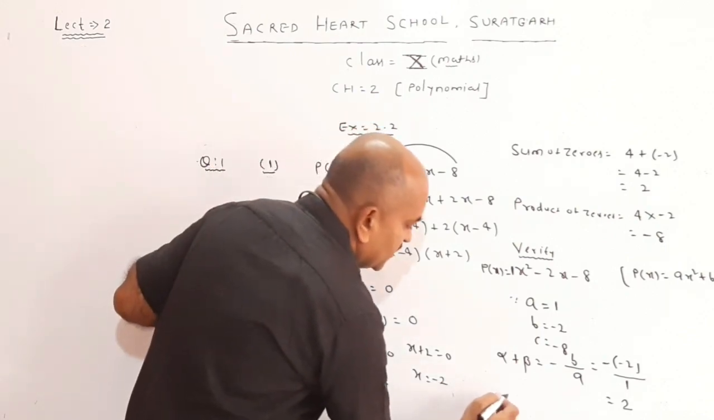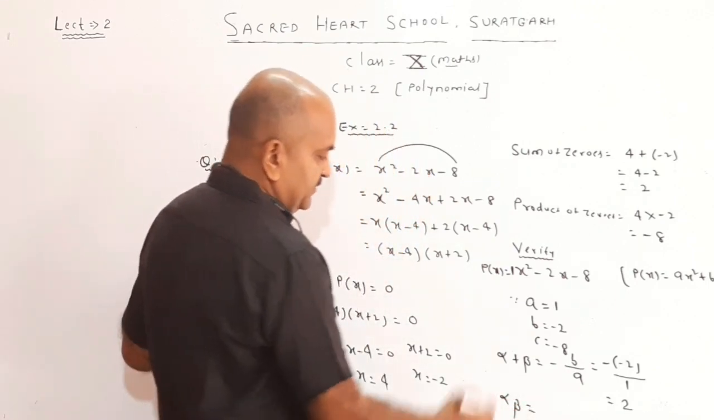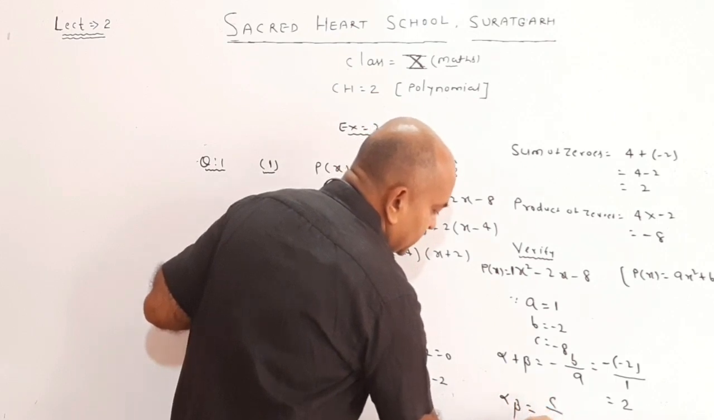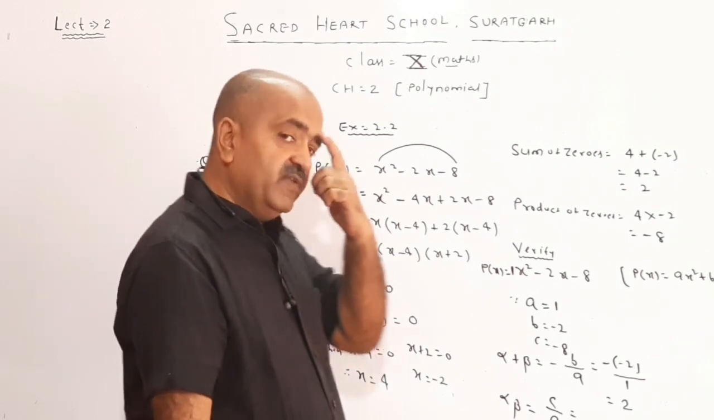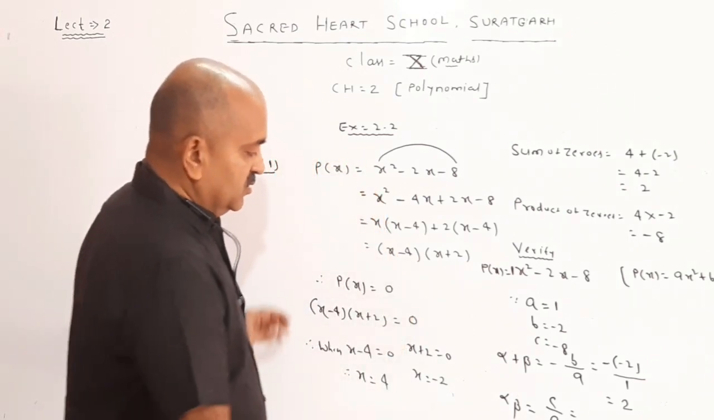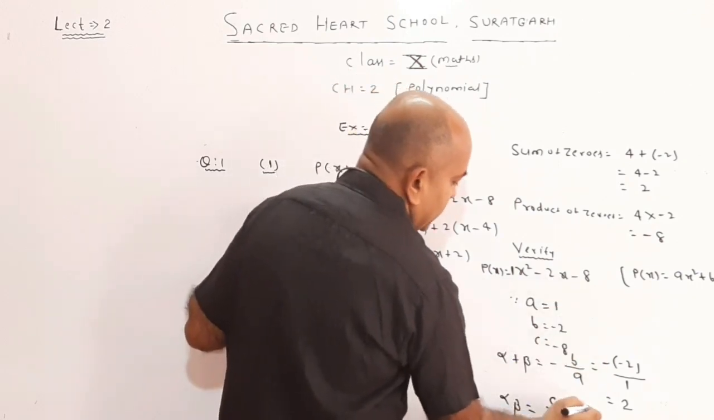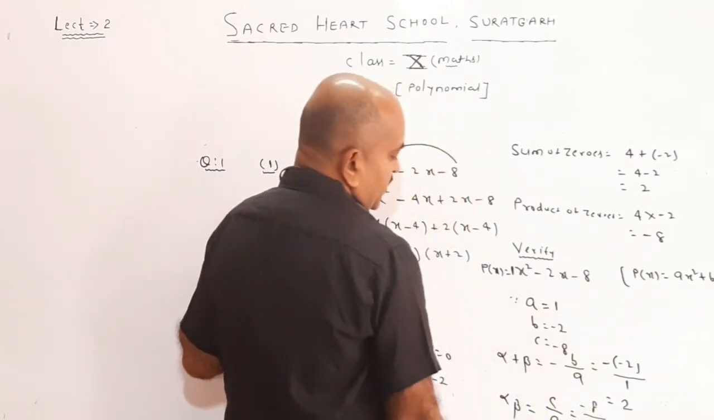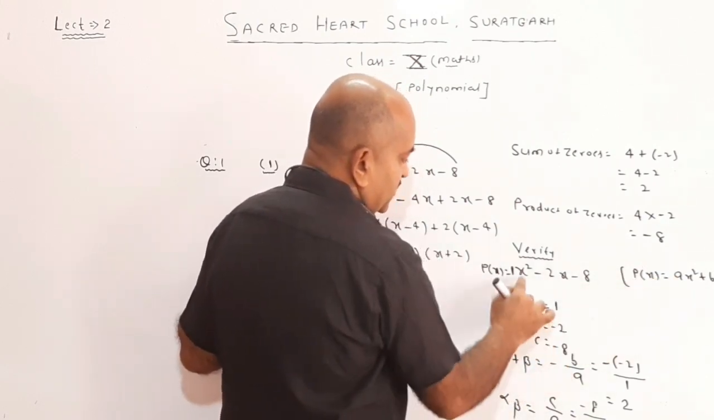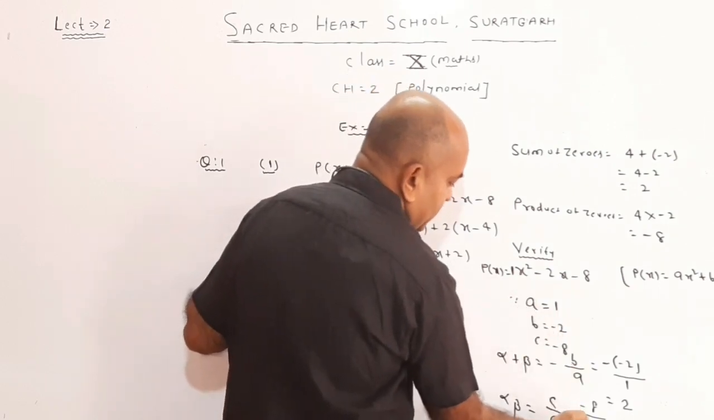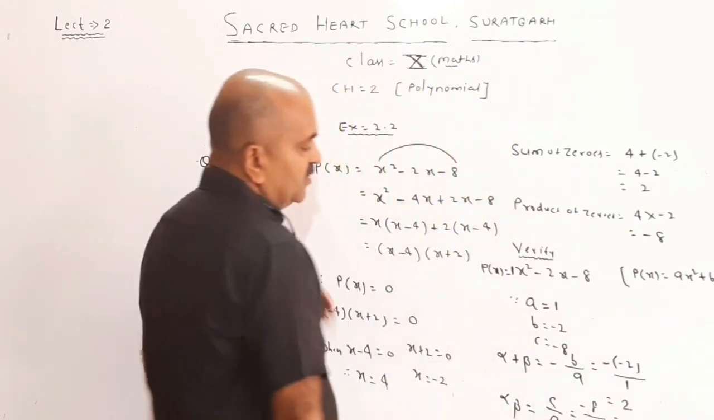After that, students, we find alpha beta. Alpha beta means c by a. What does alpha beta mean? Product of zeros. Yes, students. What is the constant term? Minus 8. What is the coefficient of x square? Because a means coefficient of x square. Coefficient of x square is 1. So it means a is 1. So minus 8 by 1, it means minus 8.